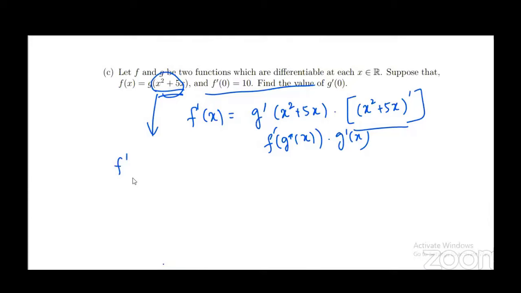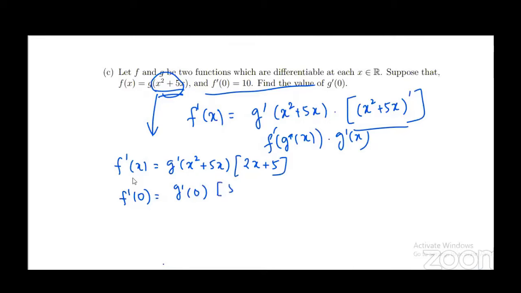Okay. So now we have f dash of x is equal to g dash of x squared plus 5x into 2x plus 5. And f dash of 0 is given to be 10. You need to find the value of g dash of 0. So f dash of 0 is equal to g dash of, so x should be equal to 0, so 0 plus 0, so this is 0. Okay, I understood. So this will be into 5, so you just need to divide. Okay, thank you.